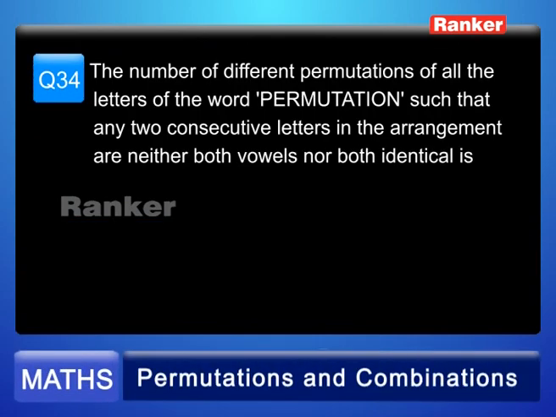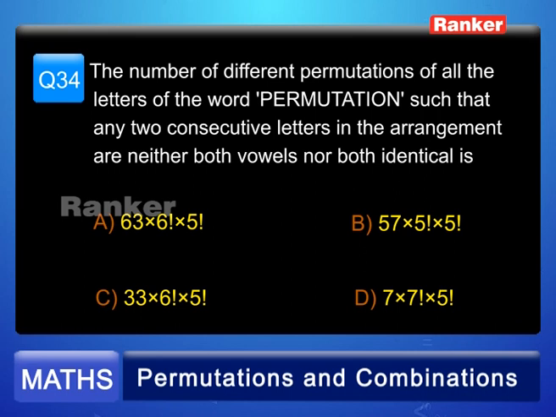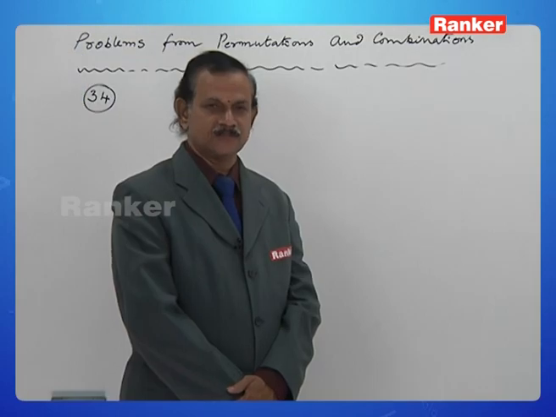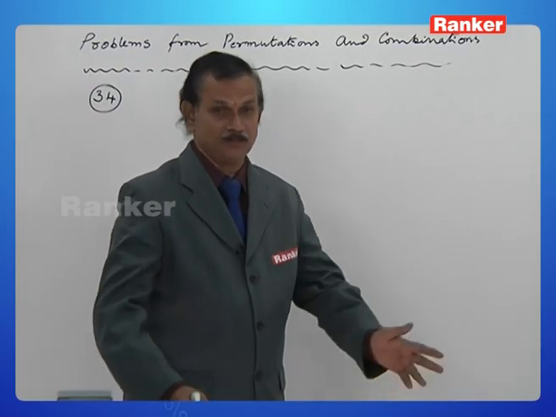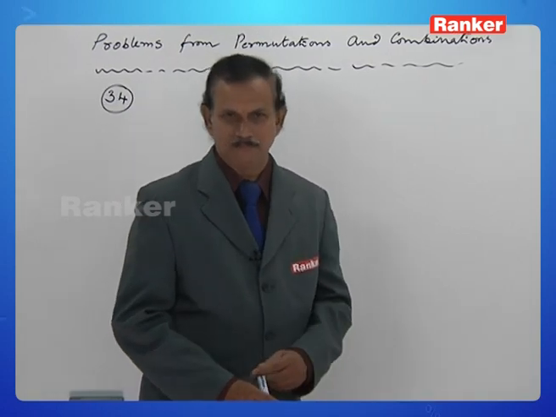Question number 34. The number of different permutations of all the letters of the word permutation such that any two consecutive letters in the arrangement are neither both vowels nor both identical. He has given us a peculiar type of restriction on the letters of the word given.